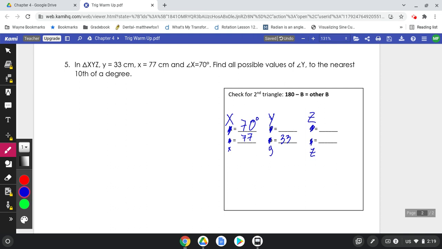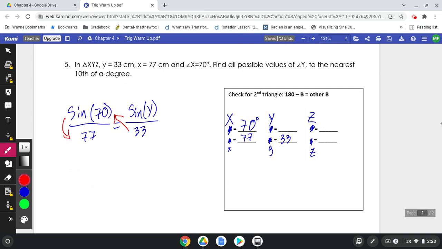Now, we look, and there's no way to prove this is a right triangle, so we can't use SOHCAHTOA. We can use law of sines, though, because, look, x and x, they match up. We have a partner, okay, a pair. So, the sine of 70 divided by 77 equals the sine of, we don't know, so I put a y, divided by 33. Okay, we'll cross multiply and then divide by 77.